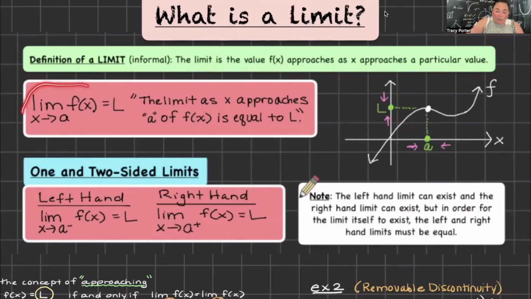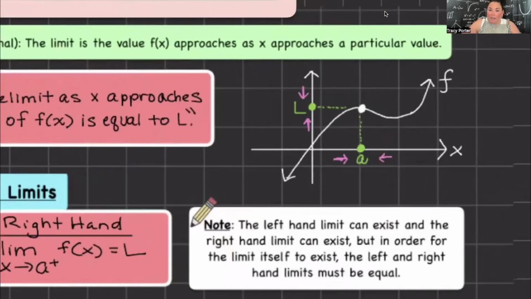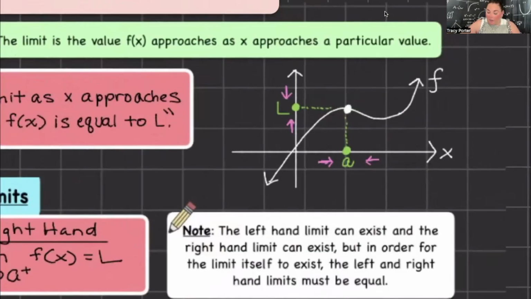Now, the notation for a limit looks like this, and we're going to read it as the limit as x approaches some number a of f of x is equal to some number L. If you've never seen the notation, it's probably a lot. But if we look at this picture on the graph, the idea is you're going to have some function, and we're going to consider some x value along the x-axis. In this particular example, we're going to call that x value a.